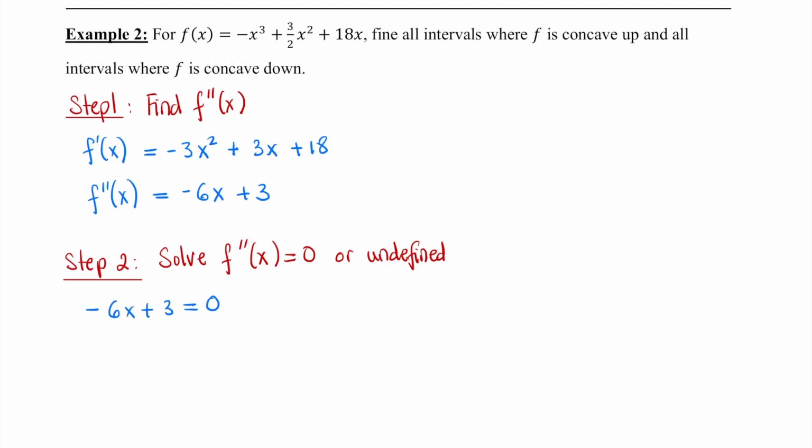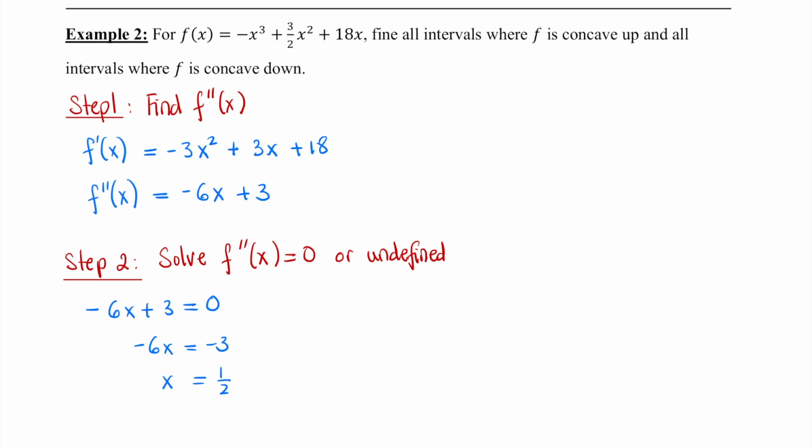First, subtract 3 from both sides. So I have negative 6x equals negative 3. Then I divide both sides by negative 6. So I have x equals 1/2. So when x equals 1/2, the second derivative equals 0.